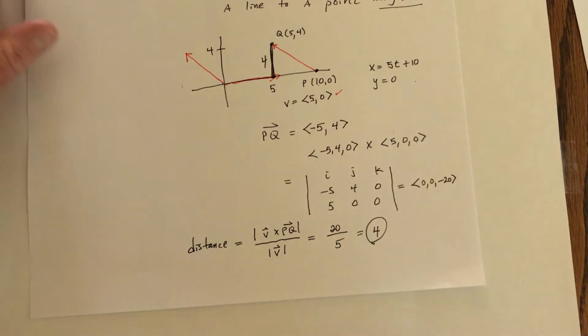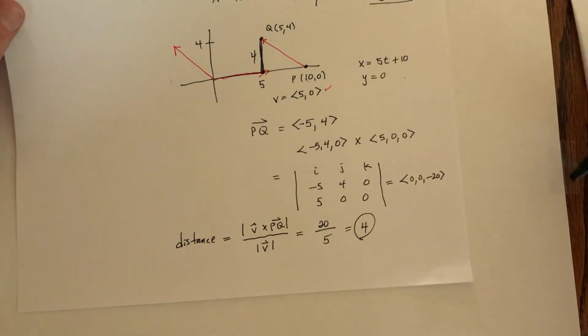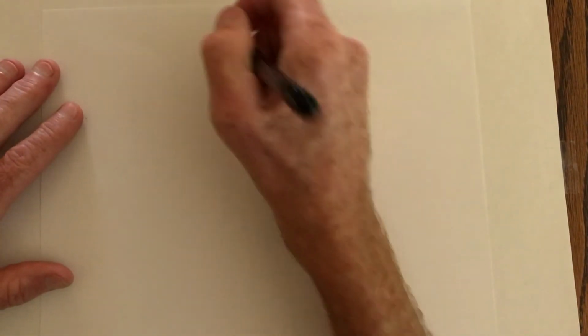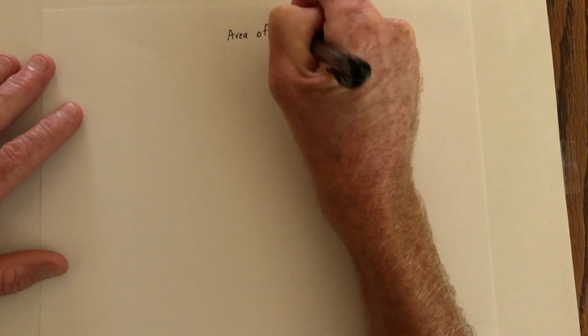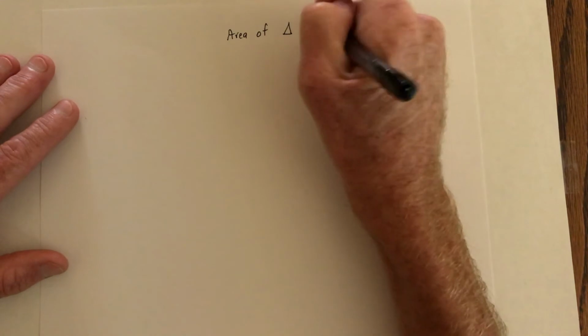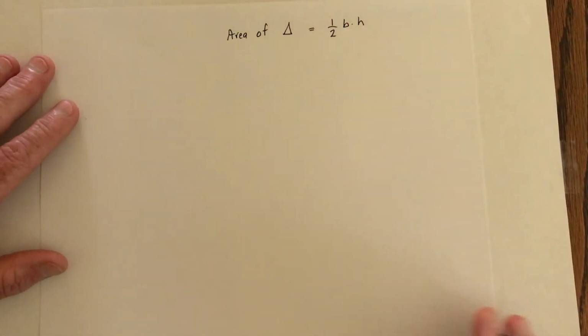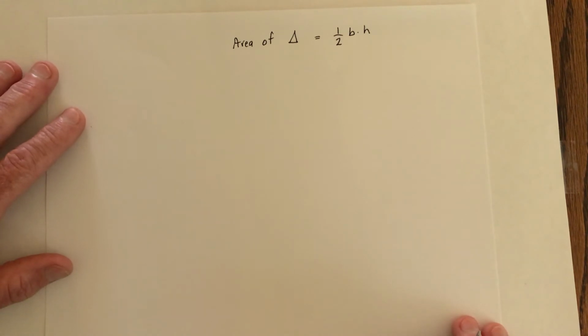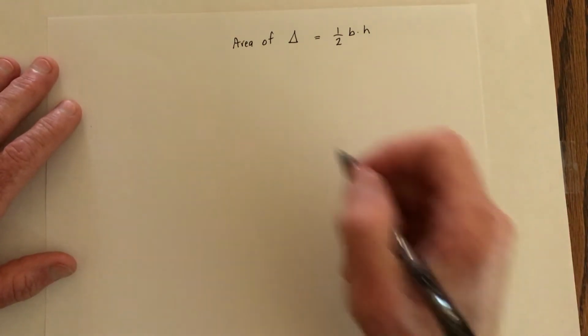That was pretty cool. Hey, while I've got you here, I just wanted to show you something else. And that is area of a triangle. Of course, we know that that equals 1/2 the base times the height. If you went to 5th grade, you should have learned that. But how do you do it using vectors?